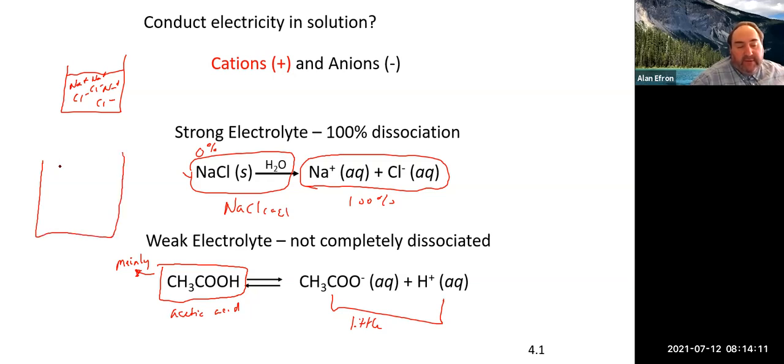So if we looked into the solution, we would mainly see the acetic acid still together. This would be the predominant species in that solution. But it would produce some H+, and some acetate in the solution, and there would be a few of these ions floating around. But really, the main situation here is that this molecule is basically going to stay together.